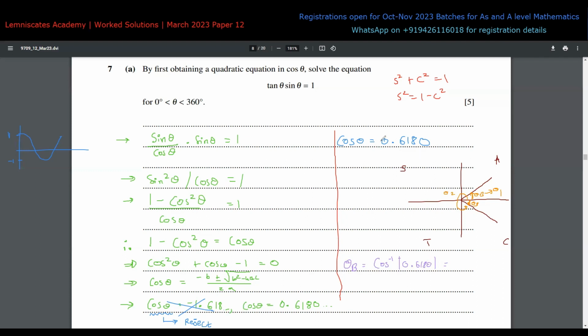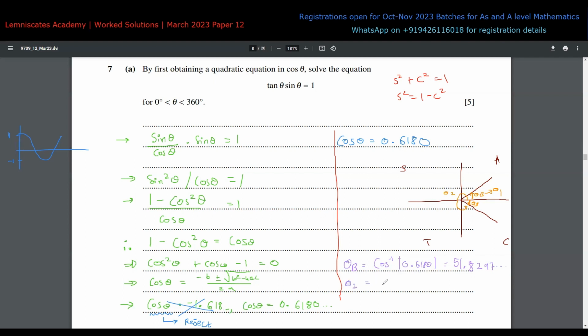Modulus is nothing but it converts negative also to positive, right? So the value that we'll be writing over here would be cos inverse. Make sure that you are in the degrees mode. So cos inverse of 0.6180, it's 51.8297 something. And so that's your first solution.